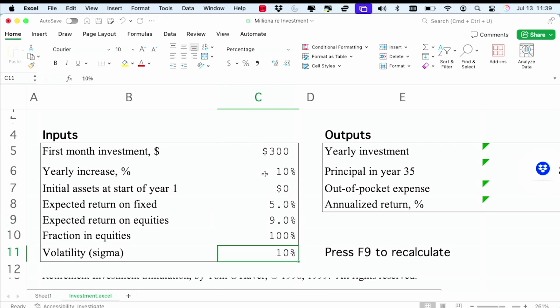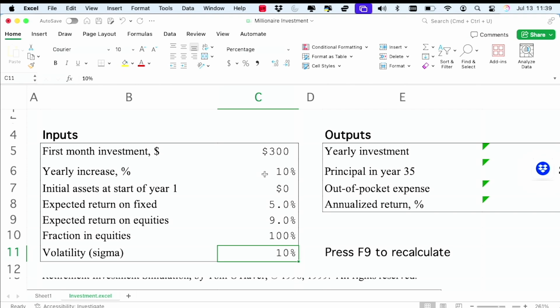We're also assuming the volatility, that is standard deviation in this case, sigma, is 10%. All right. So those are our inputs. And what we're going to do is each year we're going to go to that normal distribution with a mean of 9 and a standard deviation of 10. And we're going to draw a particular return out of that, just at random. And we're going to put that on year 1.